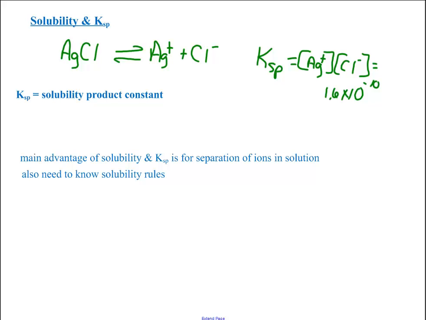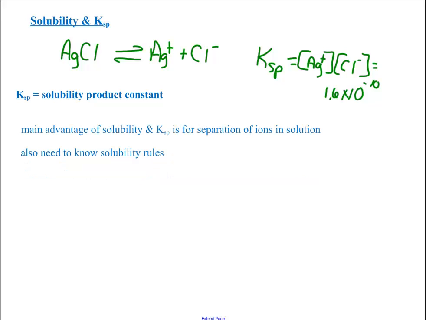And the advantage of working with KSP is when I want to separate ions that are in a solution of multiple different kinds of ions. If I can pick the right opposing ion, either positive or negative, to cause one thing to precipitate and not something else, then I can separate them. I need to know solubility rules, so brushing up on your solubility rules would be a good thing to do.